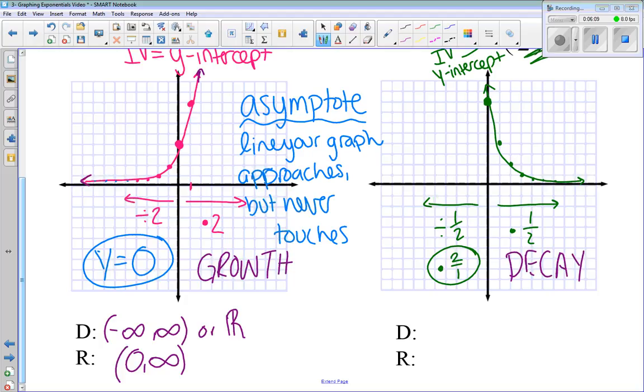Same thing for this graph. It goes all the way to the left, all the way to the right. And the lowest it ever goes is 0. The highest it ever goes is infinity.